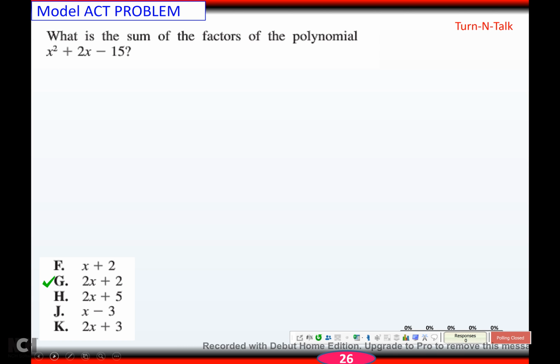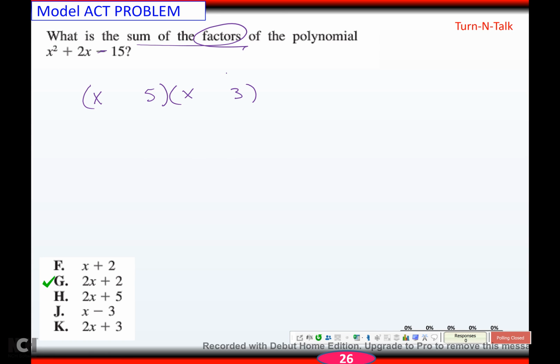Okay, this one was a little interesting. A lot of times they always say, like, what is the sum of the solutions? Here they want the sum of the factors. So if I factor this, it should be an easy factor. A is 1. Factors of 15 that make 2 would be 5 and 3. C is negative, which tells me they have to have opposite signs.